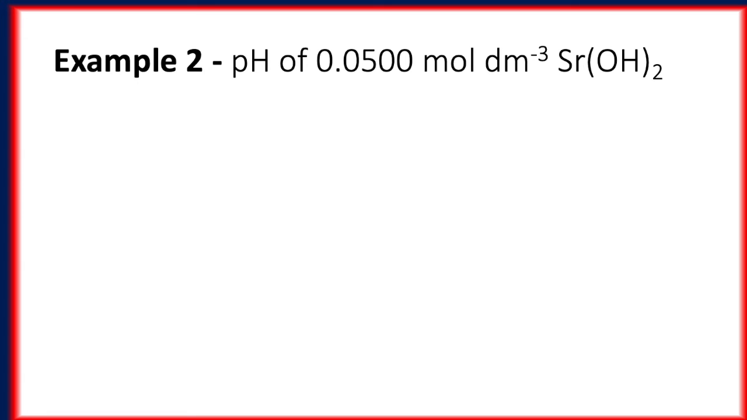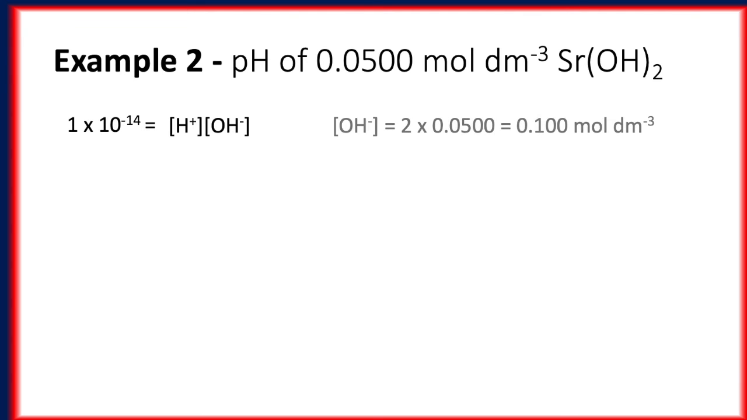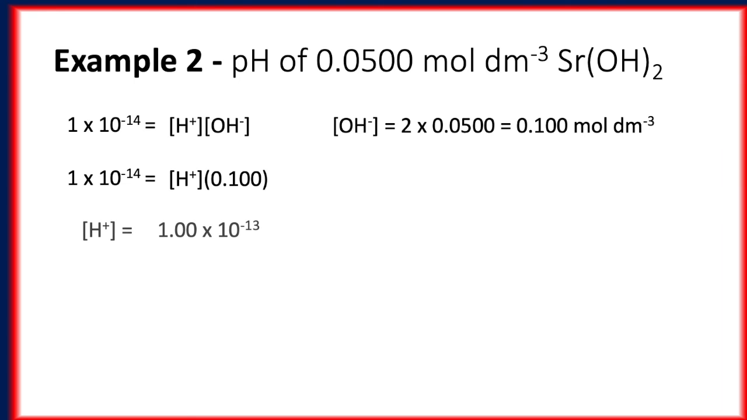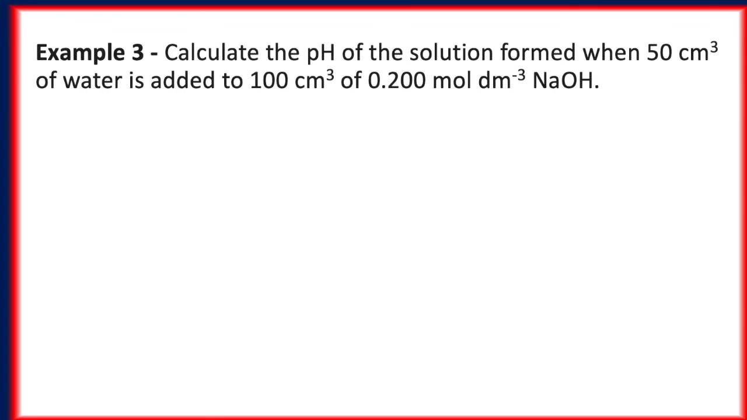Example number two, we now need to find the pH of a 0.05 mole per decimeter cubed strontium hydroxide solution. So again, we can get our Kw expression, but in this case, in order to work out the concentration of OH-, we need to double the concentration of strontium hydroxide. We do that, substitute it in to find the concentration of H+, and from that, we can work out our pH to be 13.00.